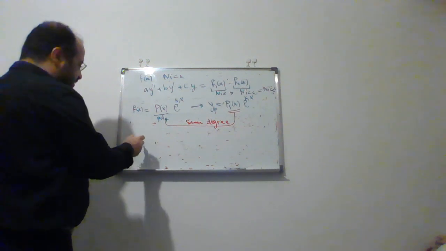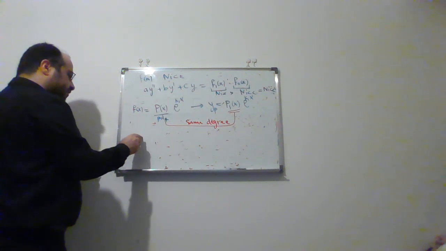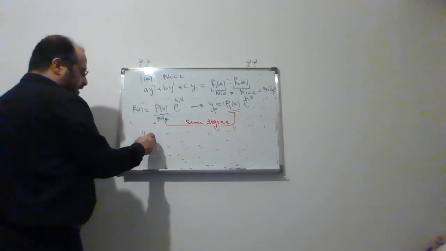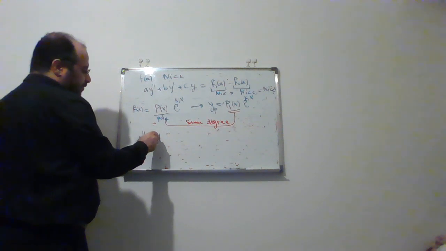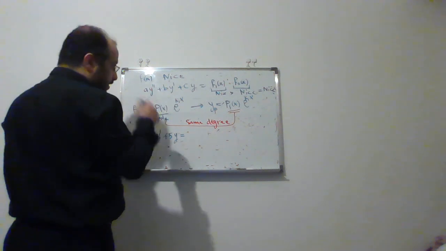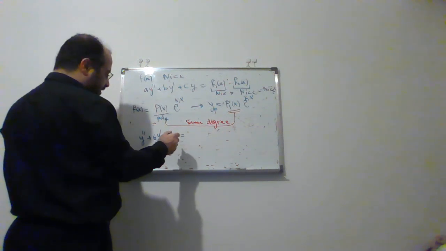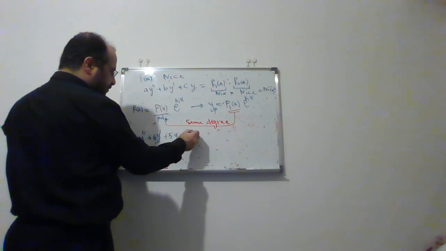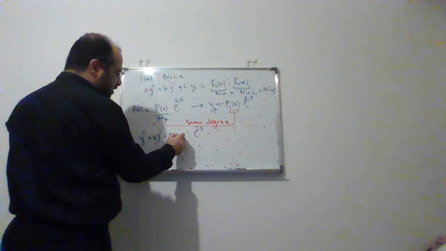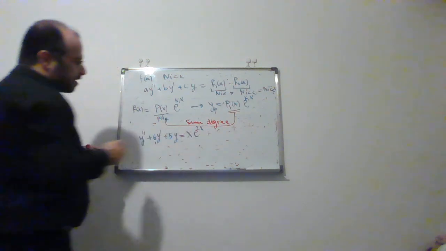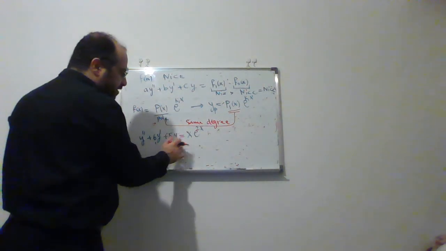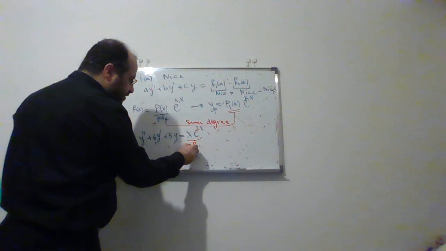I'll give you an example. Suppose that I'm solving y double prime plus 6y prime plus 5y equal to, let's say, e to the 2x times x. So I have here a polynomial of degree 1. Now let me say this is my f of x, right?